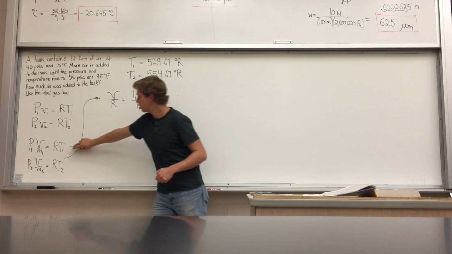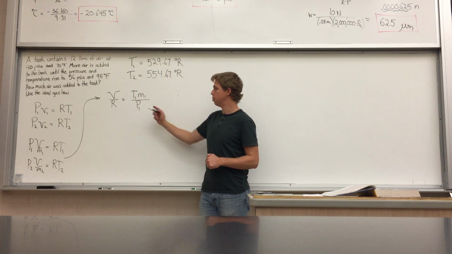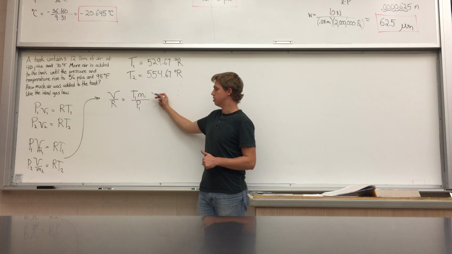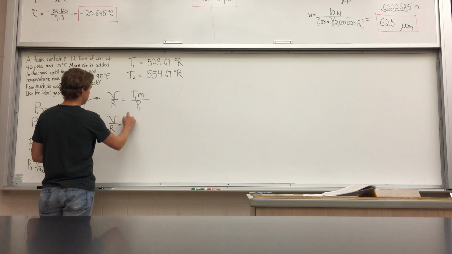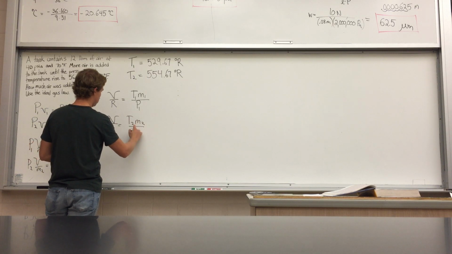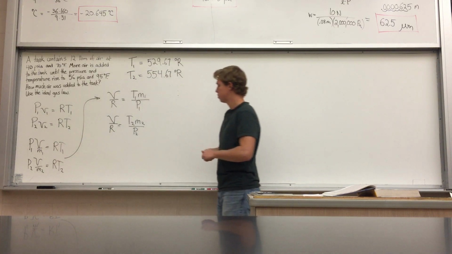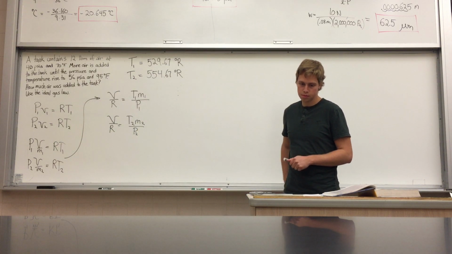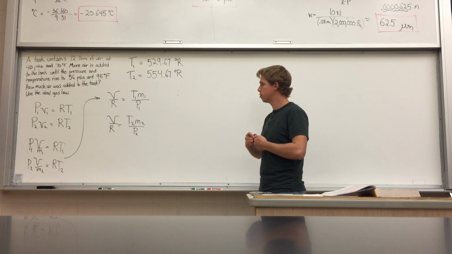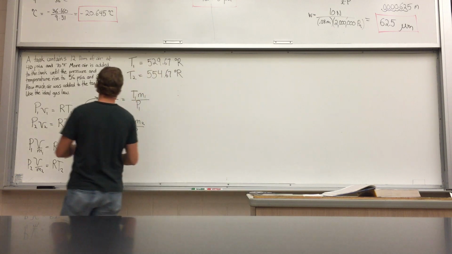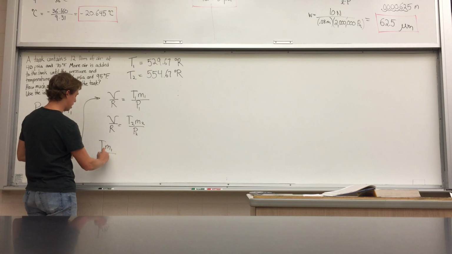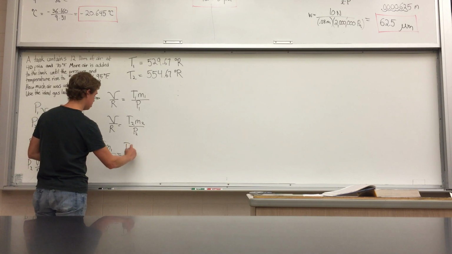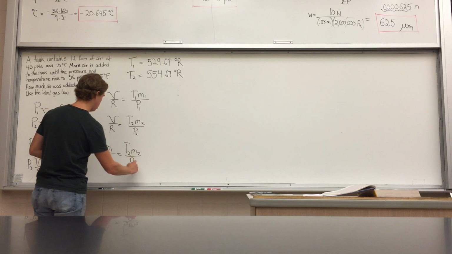Pause if you need to see how I got this equation into that equation. Simply multiplying both sides by mass, dividing both sides by R, dividing both sides by P. I get a similar equation with the second one. Just like this. Now, I'm able to set these equal, since this side is the exact same, and say that T1 M1 over P1 is equal to T2 M2 over P2.